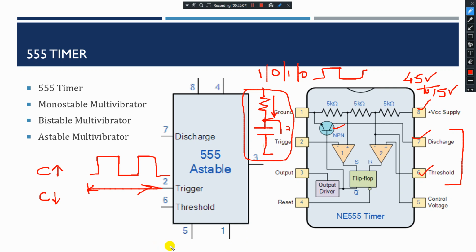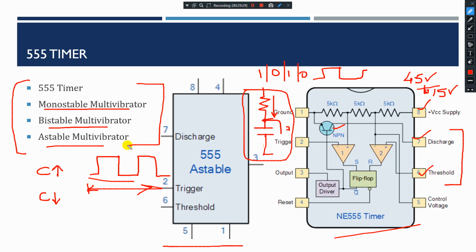We will be studying this in depth: how to connect the RC constant values and how to generate a signal, how your monostable multivibrator will work, how your bistable will work, what is astable, where you use that, what the applications of it are, and the advantages of using this 555 timer. Hope you all understand which are the pins and what are its functions.